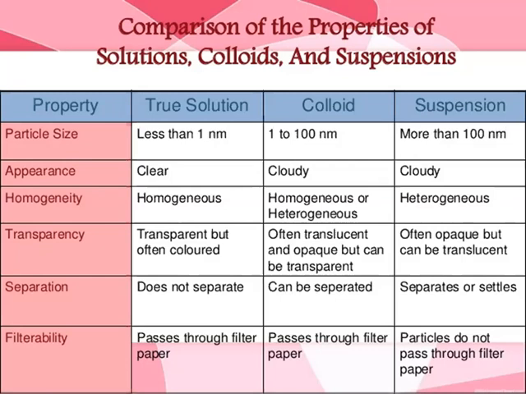True solutions have particle size less than 1 nanometer in diameter, look clear, and are homogeneous as the particles are evenly distributed, transparent, and do not separate by filter paper.